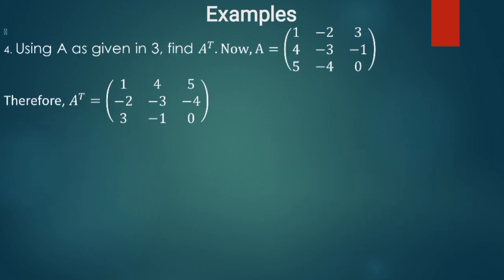Okay, let's continue. The next question says that, using A as in the previous example, which is still what I've written here, we should find A transpose. So what do we do with A transpose? We write all columns as rows. You copy this and paste this way. You see that? Just 1, 4, 5. You copy the next column again, and paste this way. So 2, minus 2, minus 3, minus 4, minus 2, minus 3, minus 4.